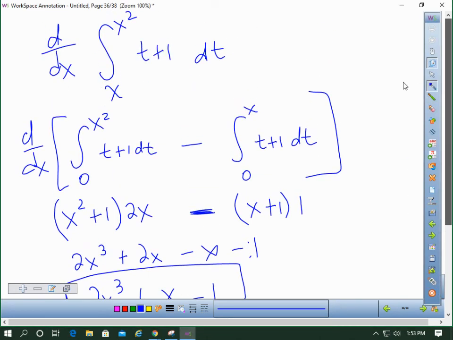Now you can also do all the work. You can do the antiderivative and then do the fundamental theorem, and that'll give you the same answer. So what I'm saying is you could do t to the second power divided by 2 plus t, and then do the fundamental theorem and evaluate it from x to x squared, and it'll give you the same answer. But it's nice if you can do the second fundamental theorem of calculus and make it a little easier on yourself.